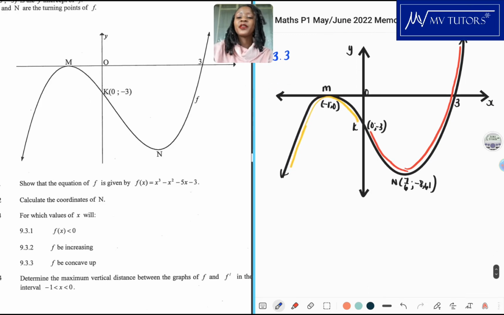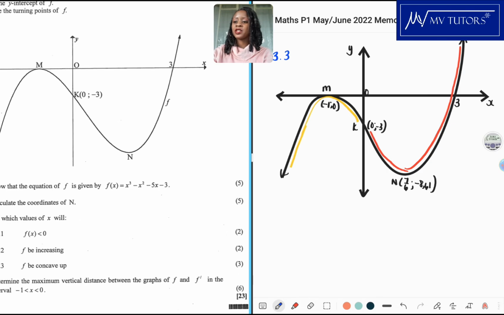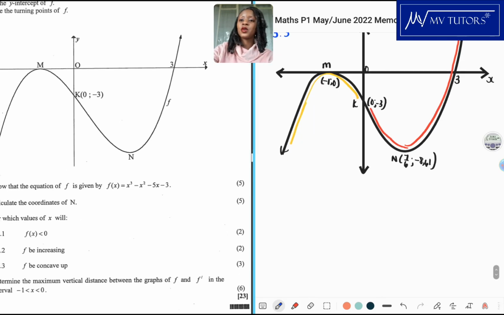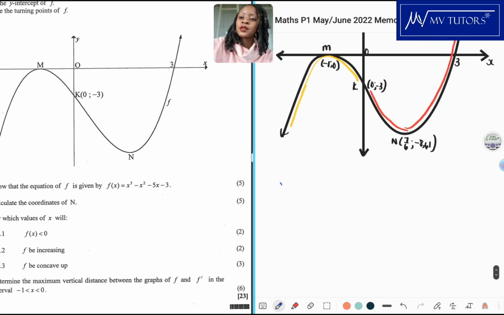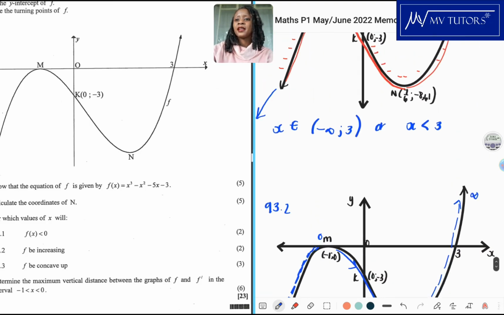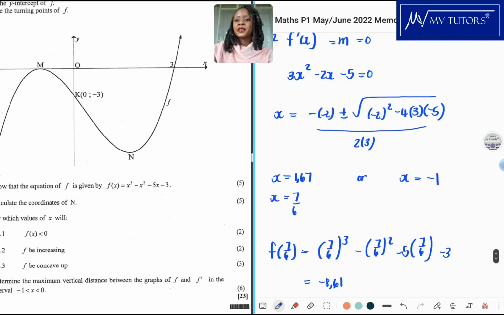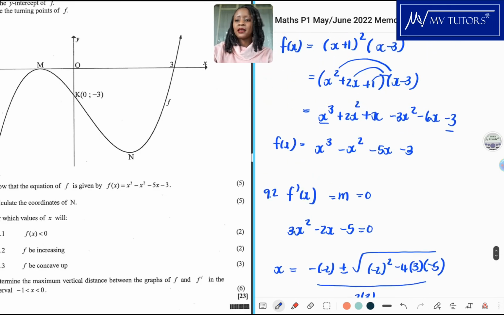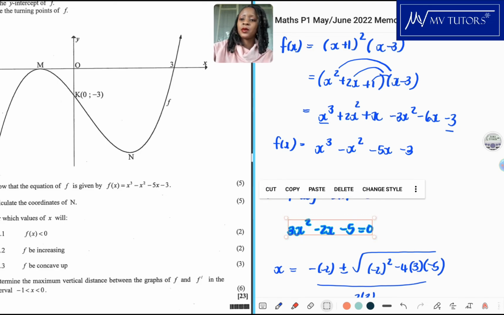So we need to first determine what the point of inflection is, and according to the mark allocation, this is 3 marks, so we know we need to calculate something. To get the point of inflection, I need to get the second derivative. So what was the first derivative? The first derivative was 3x squared. I'm just going to copy that one so that we don't have to go up and down.